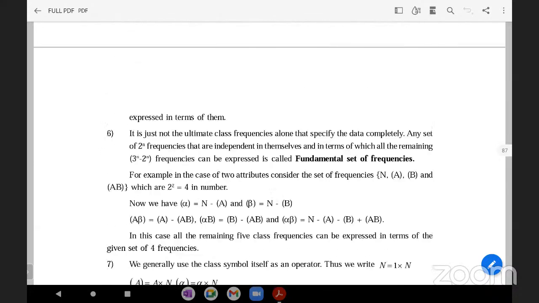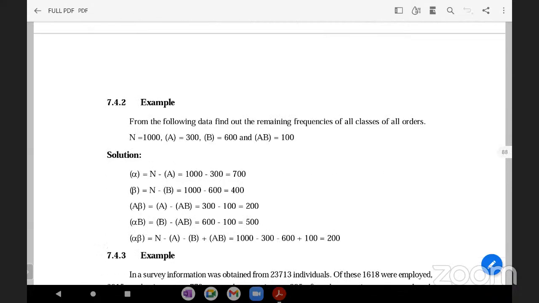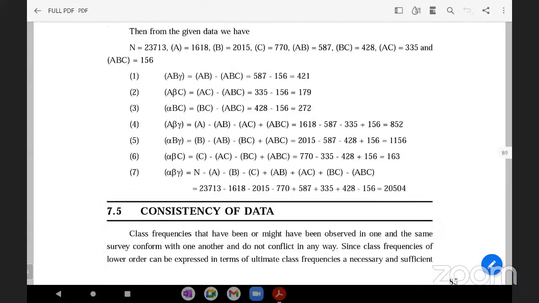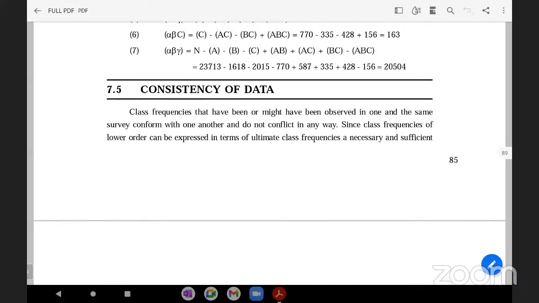Next comes the second concept, the consistency of the data. Here, consistency of the data: how to identify whether class frequencies are consistent. In the previous session 7.4 we discussed that frequencies observed in one and the same survey conform with one another and do not conflict. It means that it is one data set.